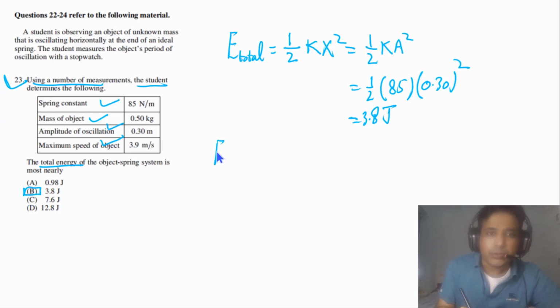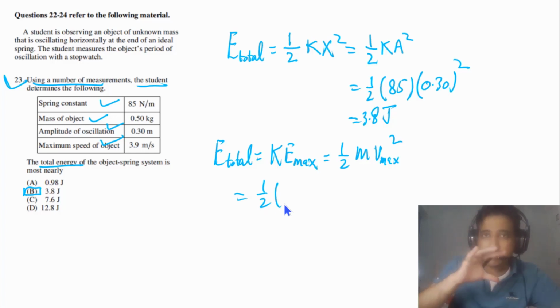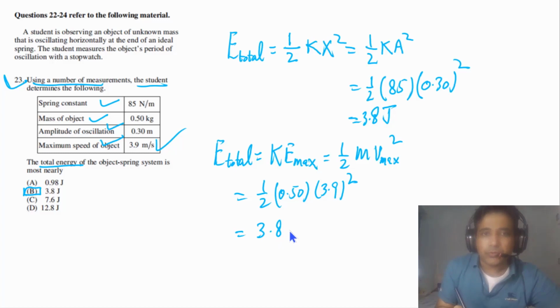But you can also calculate the total energy of the system when it is at equilibrium. Then total energy will be equal to KE max, and we can calculate it simply by 1/2 m v max squared. So in this case we have a mass attached to the spring, and the value of mass is given, that is 0.50, and we have v max, that is 3.9. So we have 3.9 squared. If we solve this one, we will also get about 3.8 joules. So this is the answer.